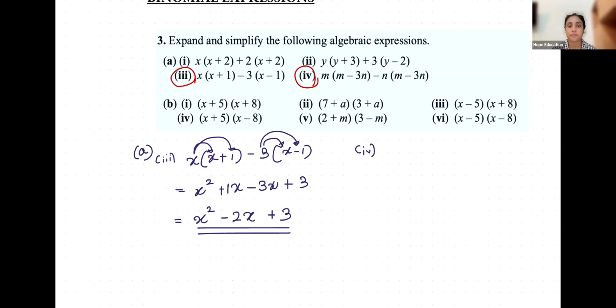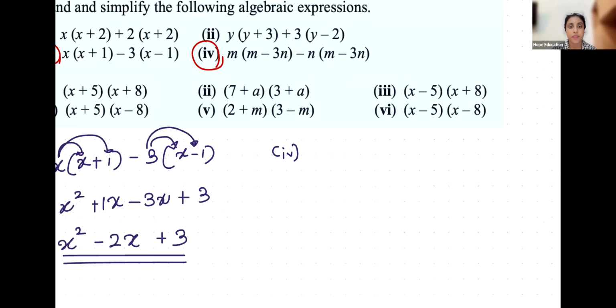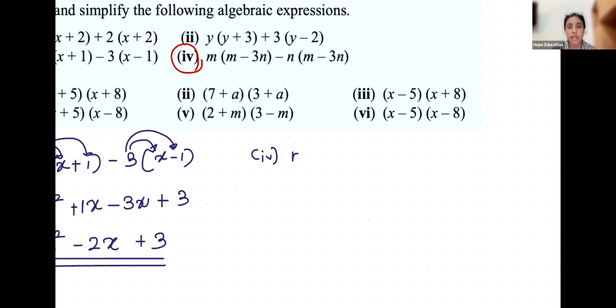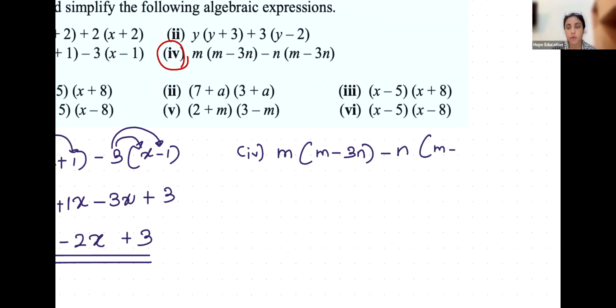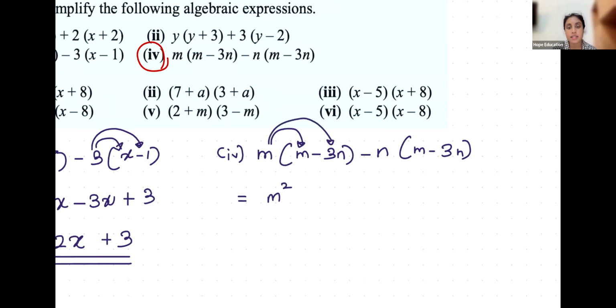Okay, let's discuss the fourth one. We have (m - 3n)(m - 3n)... (m + n)(m - 3n). Here, m times m is m squared. Plus times plus is plus. Then m times 3n is 3mn. Here plus, here minus, plus times minus is minus.